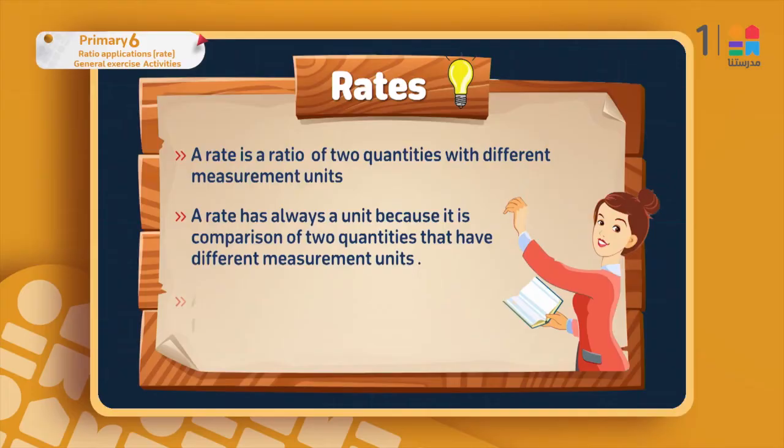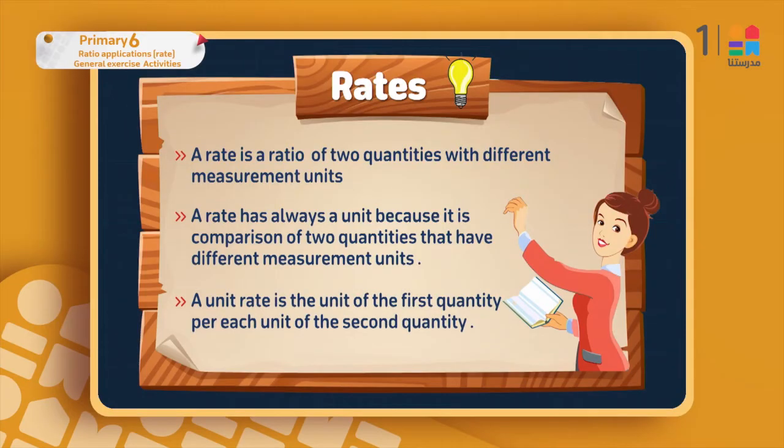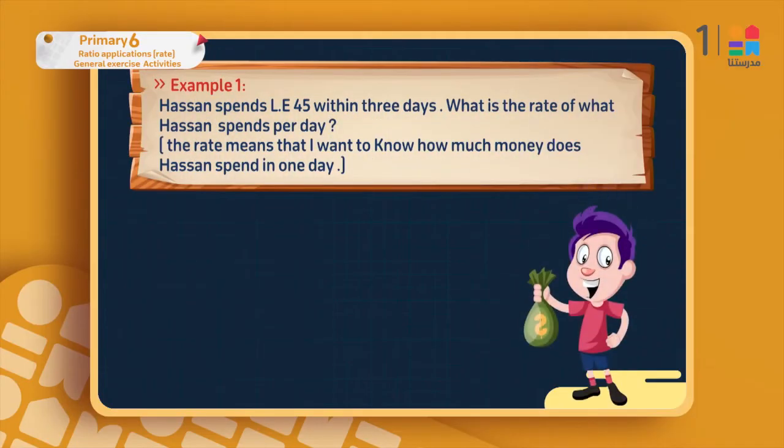Okay. A unit rate is the unit of the first quantity per each unit of the second quantity. The unit of the rate, I always write it as first unit per second unit. This will become clearer in our exercises. Okay, the first exercise is here.